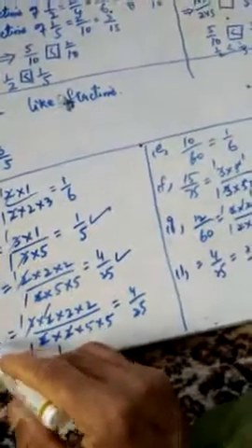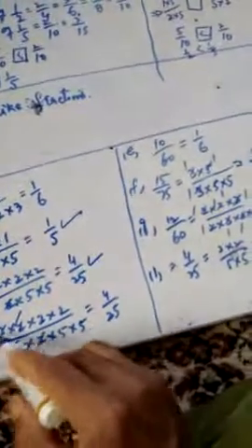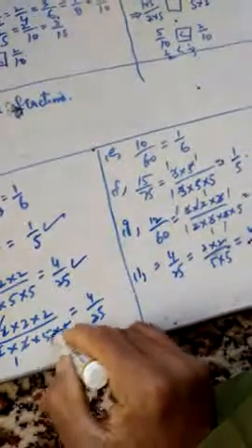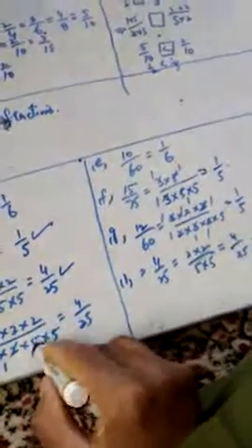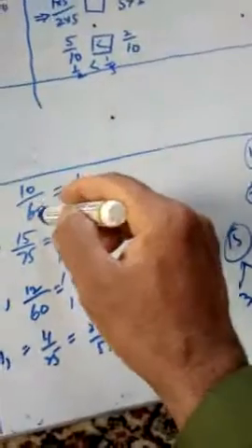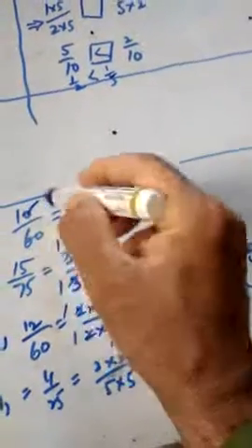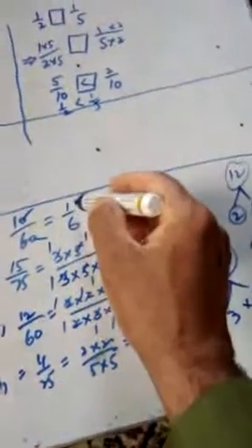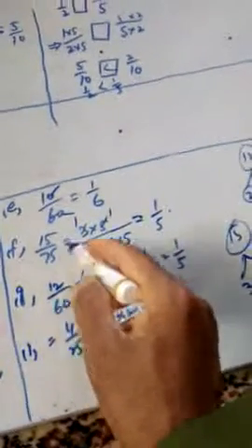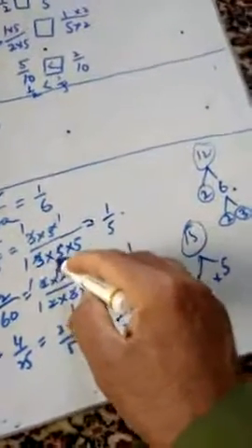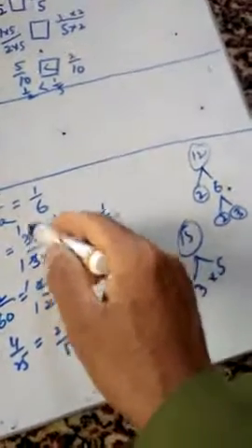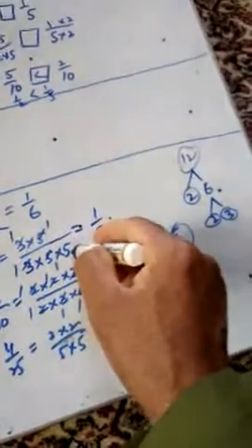Now part D is 16 over 100. The factors of 16 are 2 into 2 into 2 into 2. The factors of 100 are 2 into 2 into 5 into 5. Cancelling the common factors, there will remain 2 into 2 is equal to 4, and 5 into 5 is equal to 25. Same is the way here. 10 by 60, cancelling the 0 of both the numbers, it is reduced to 1 by 6. 15 by 75, 15 is equal to 3 into 5, and 75 is equal to 3 into 5 into 5. Cancelling the common factors, there will remain 1 by 5 here.